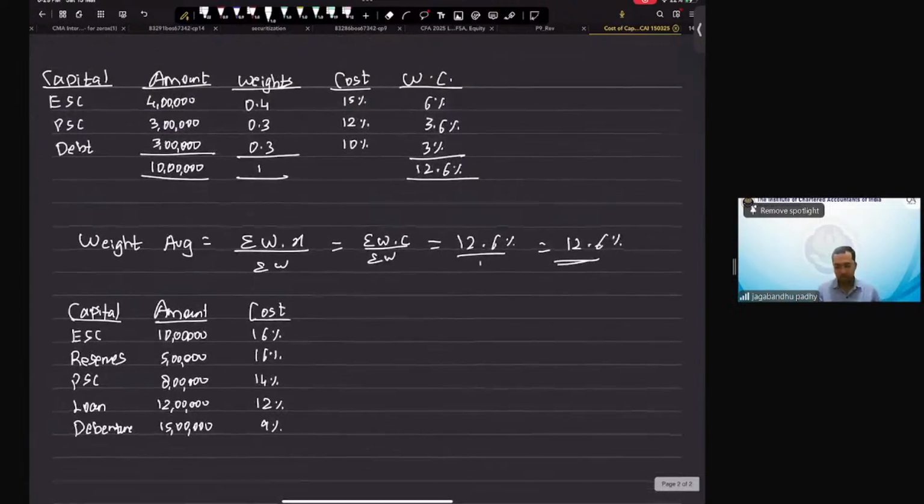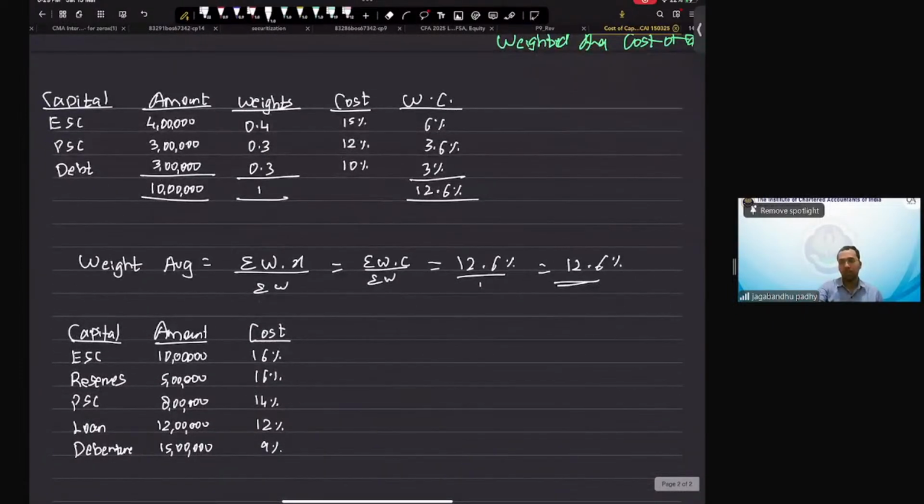Can you calculate the weighted average for this? Can we calculate the weighted average cost for this example, guys? Give me the weighted average number for the example that I have stated.